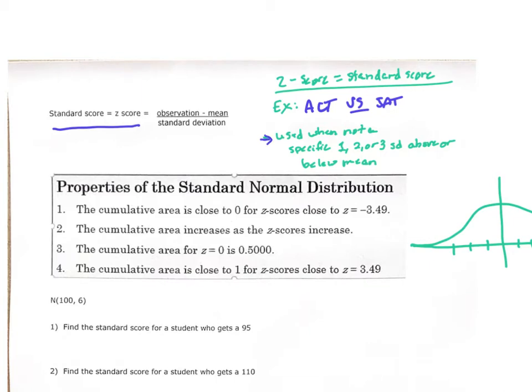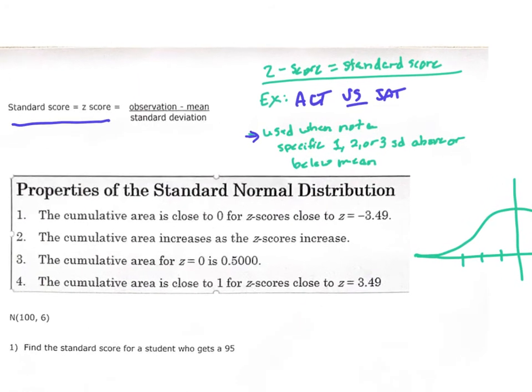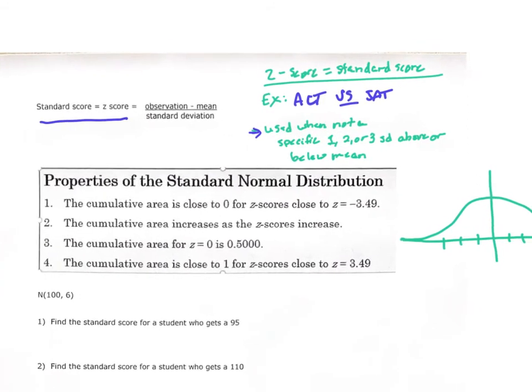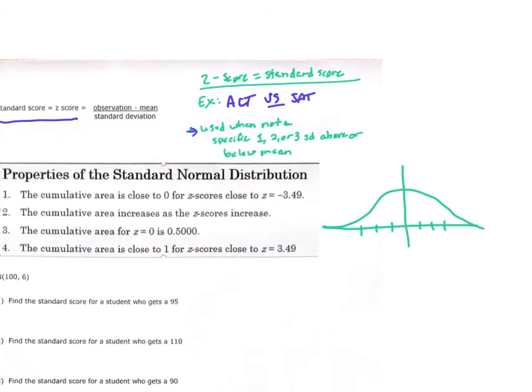So if you notice, I put a little note here. It says, used when not a specific 1 or 2 or 3 standard deviations above or below the mean. The empirical rule only works if it's an exact 1 or 2 or 3 standard deviations above the mean. And I want you to think about the fact that there are many instances where we could have a value that's half a standard deviation above the mean, or 0.75 or 1.5, any number you think of, standard deviations above or below the mean.